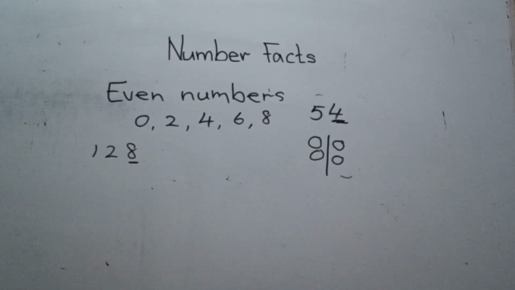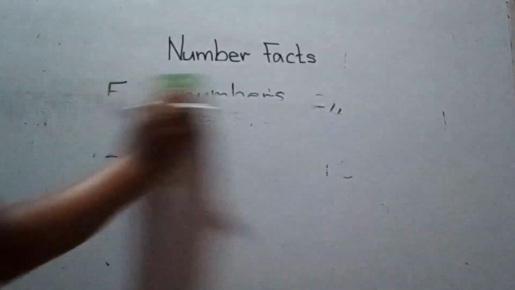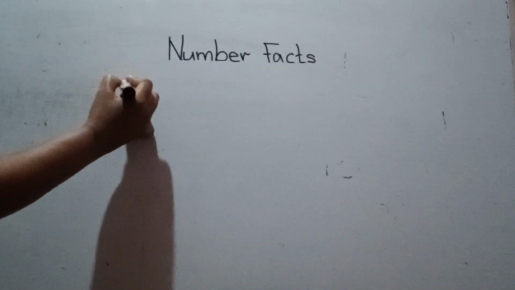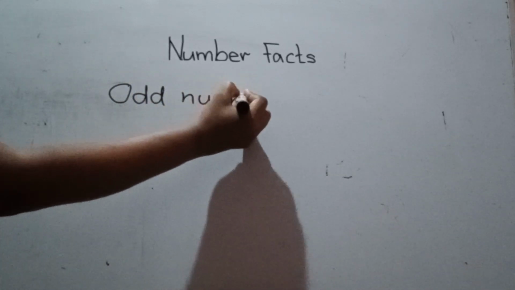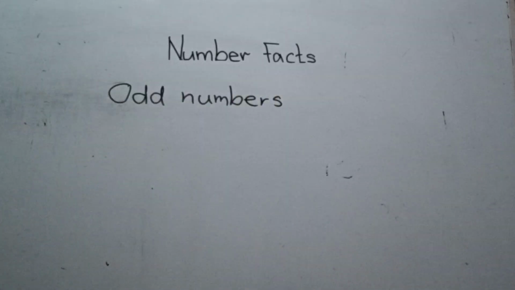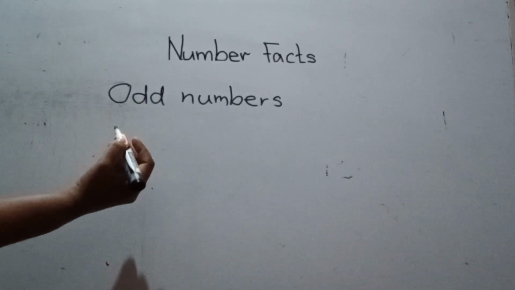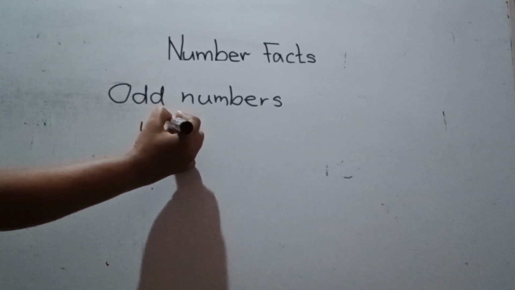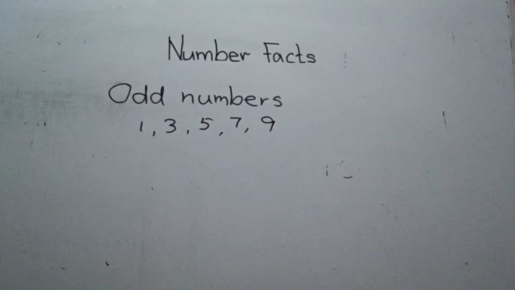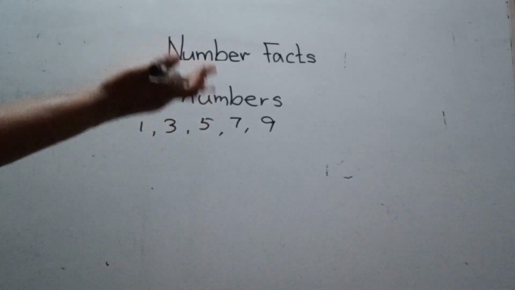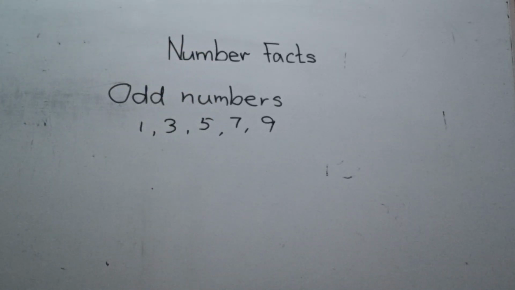Right. Let's move to odd numbers. What are odd numbers? If it is not an even number, we call it an odd number. The odd numbers are 1, 3, 5, 7, 9. If the last digit is 1, 3, 5, 7 or 9, we call it an odd number.